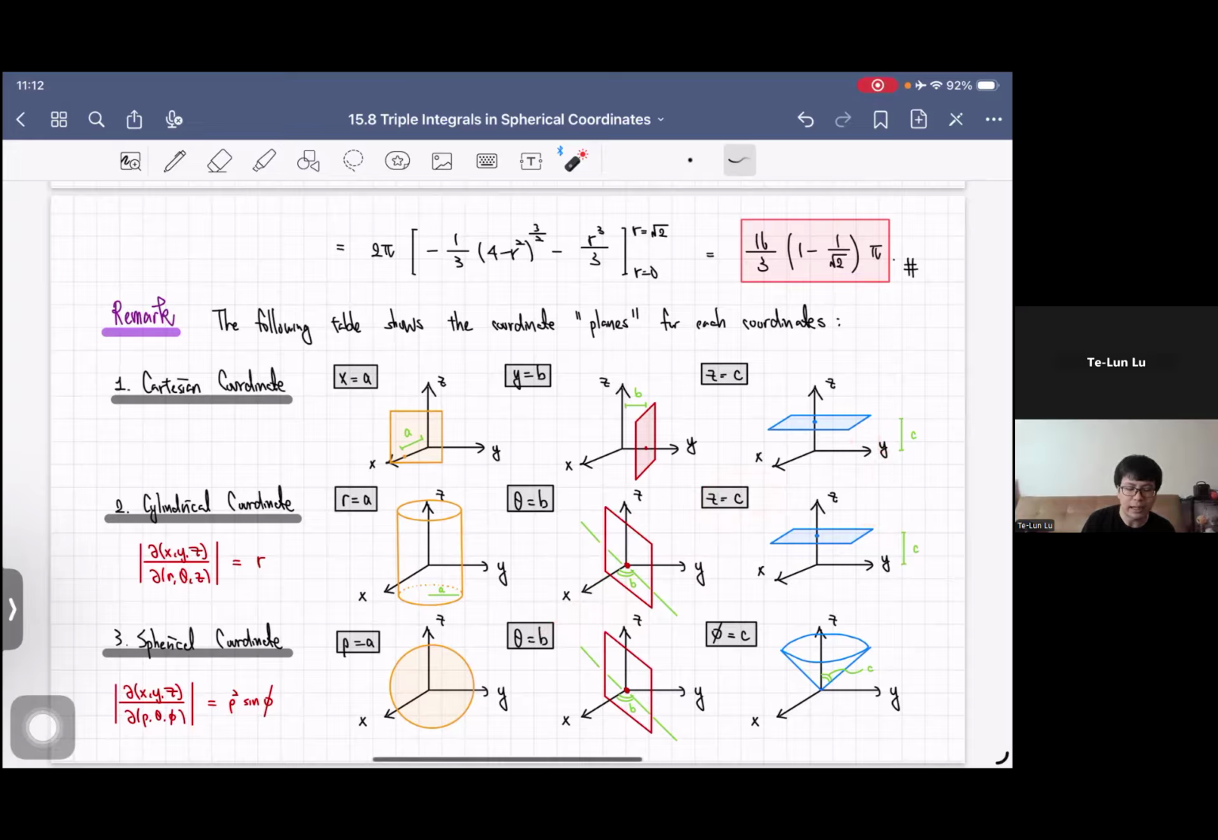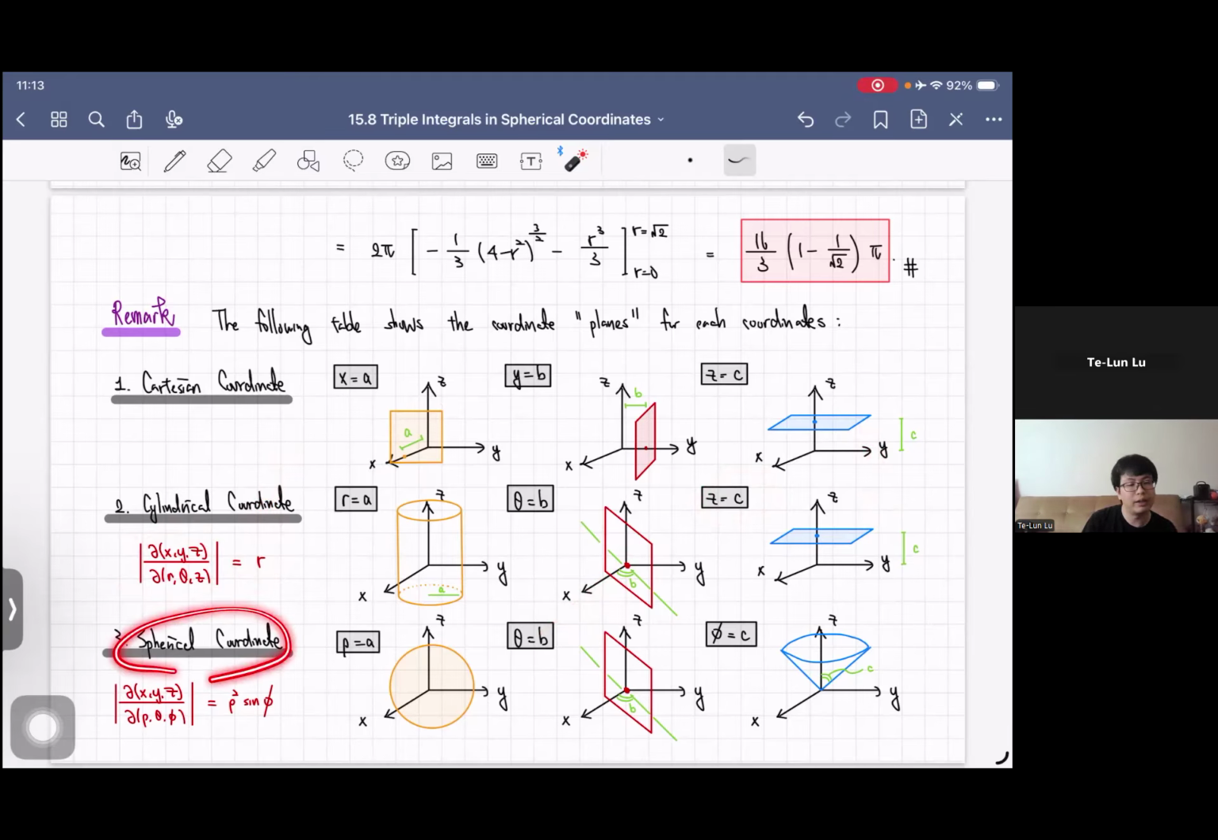And don't forget you have this extra r when you evaluate the integration. We will introduce this notation afterwards in section 15.9. This is called the Jacobian. But basically, you have to add this r whenever you're doing the cylindrical coordinate integration.